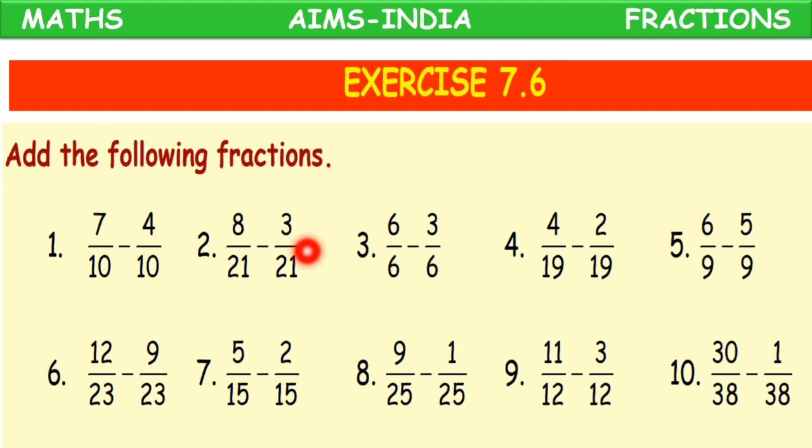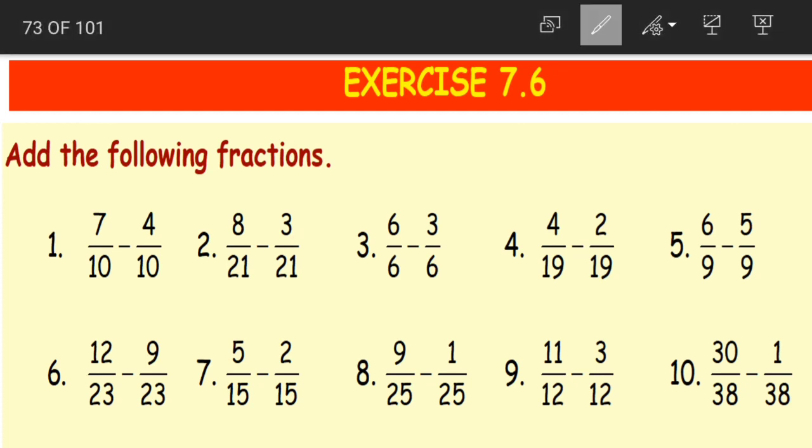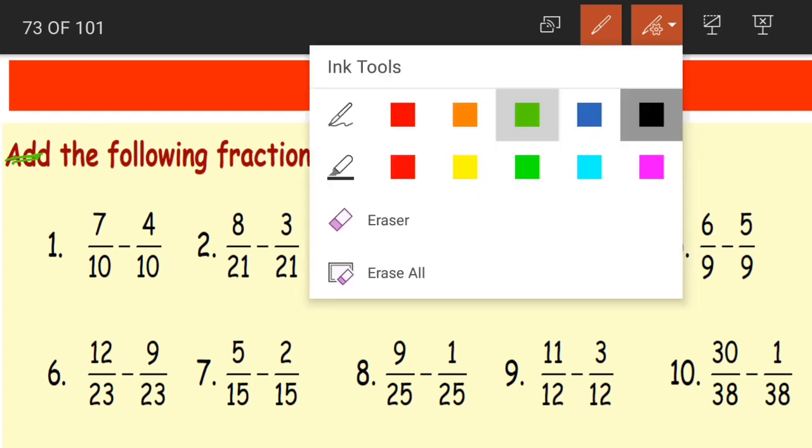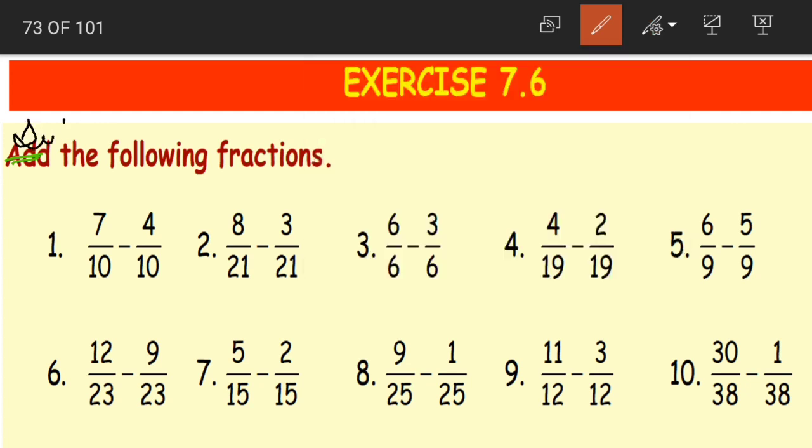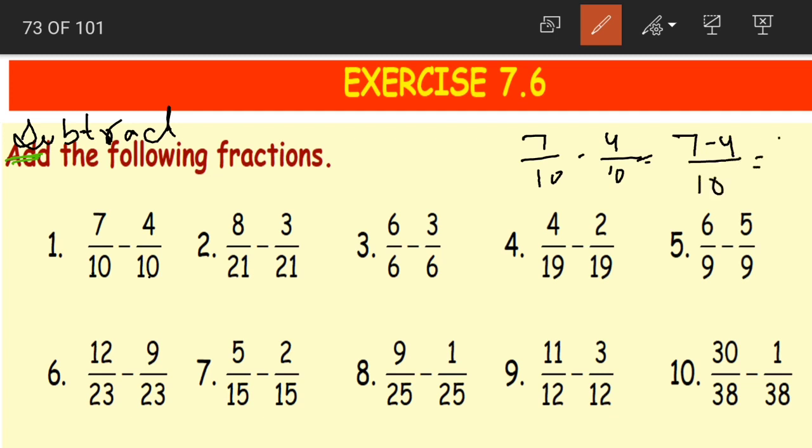Exercise 7.6. Add the following. It's not add, it is subtract. Subtract the following fractions. 7 by 10 minus 4 by 10. Again, how will we do that, children? 7 by 10 minus 4 by 10. We'll find out the difference of the numerators. 7 minus 4 divided by the common denominator 10. 7 minus 4 is equal to 3 divided by 10. So 7 by 10 minus 4 by 10 is equal to our 3 by 10.